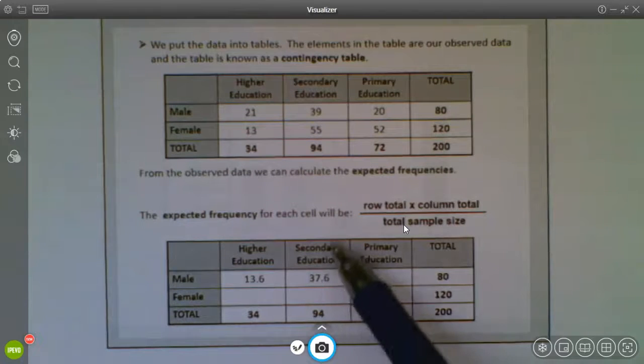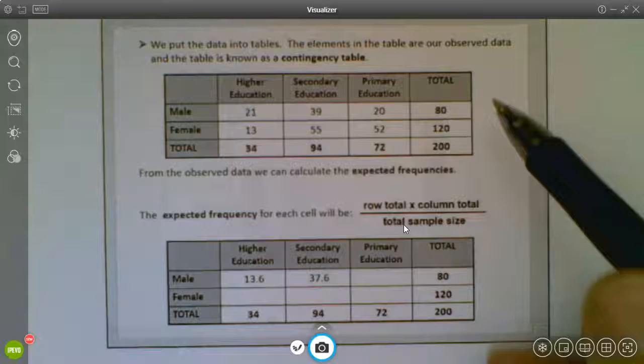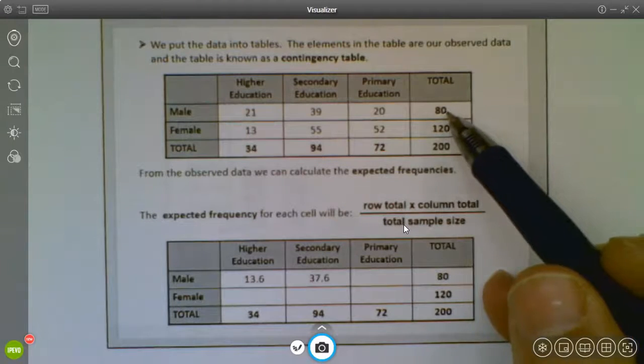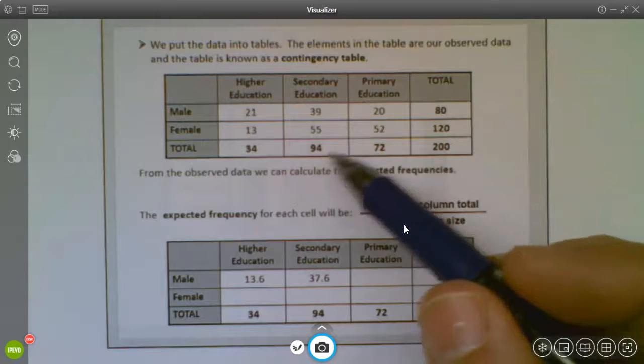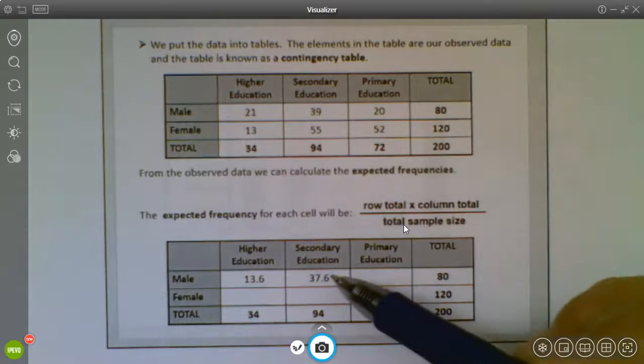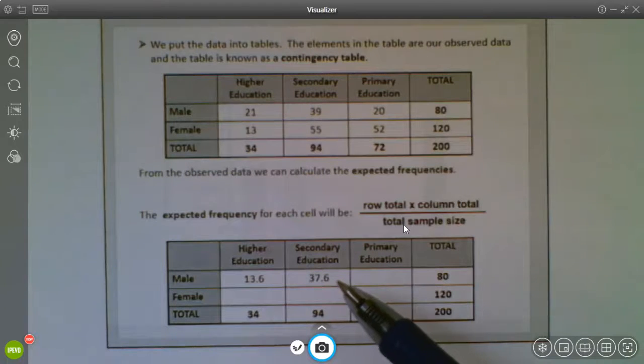So if we were talking about males in secondary education, then again, you would take the total number of males, which is 80, times total of secondary education, which is 94, divide that by 200, and that's where you get the 37.6. Right? And so again, it's all based on the sample size. So it's out of these 200. So if you had actually 200 teachers in a group, they would estimate that 37.6 teachers would be males in secondary education.